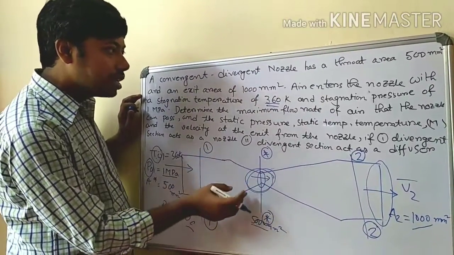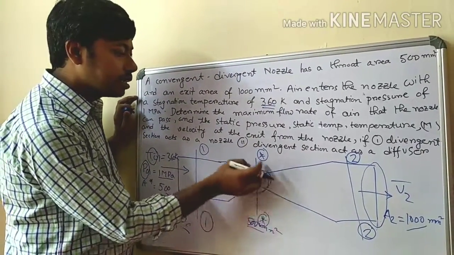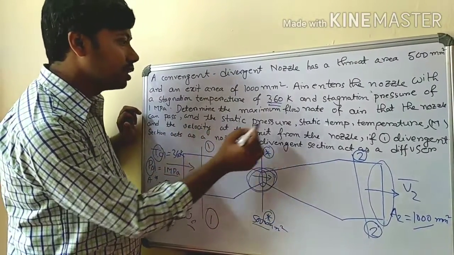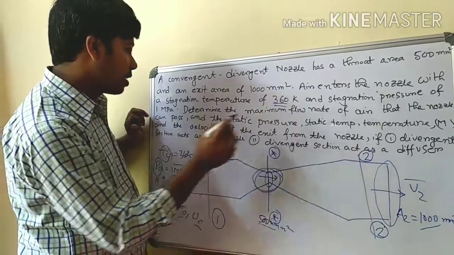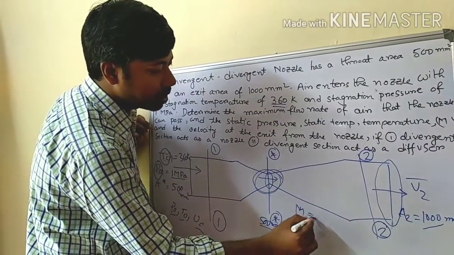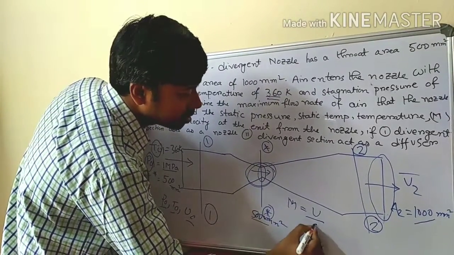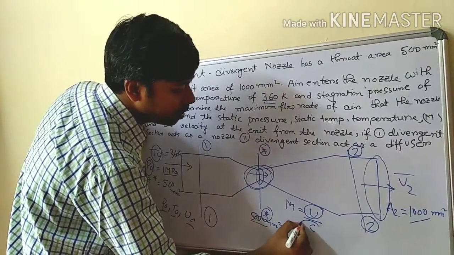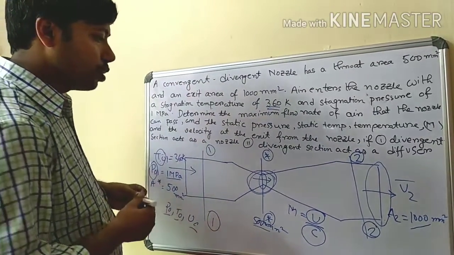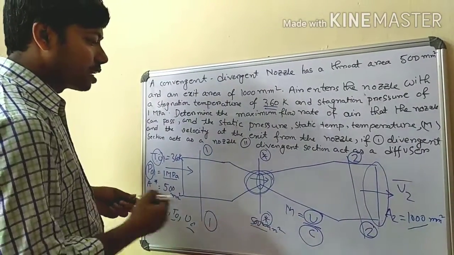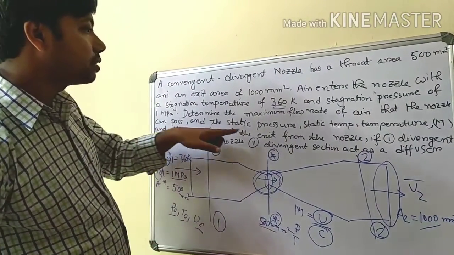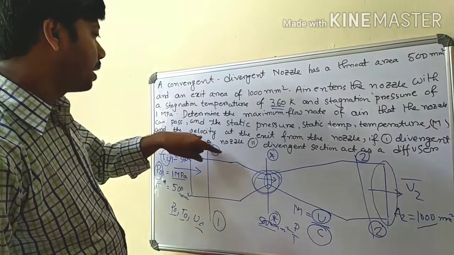So you have to calculate the maximum flow rate in this throat section, and you have to calculate the static pressure, static temperature, and obviously the Mach number. Mach number, as you know, is the ratio V by C, the velocity of the fluid divided by the sonic velocity, or velocity of sound. So this is the ratio, Mach number. You have to calculate the Mach number, static pressure, static temperature, as well as the velocity.